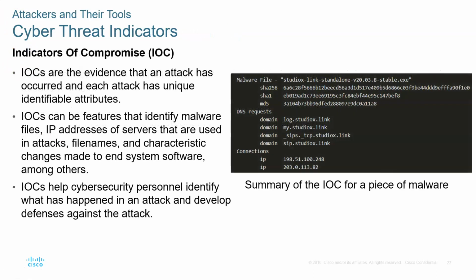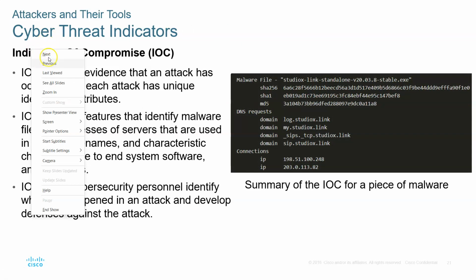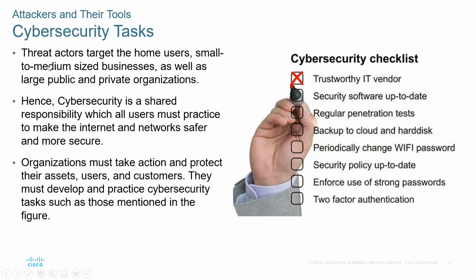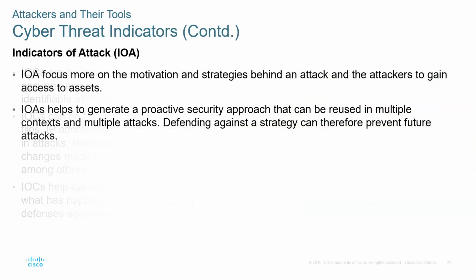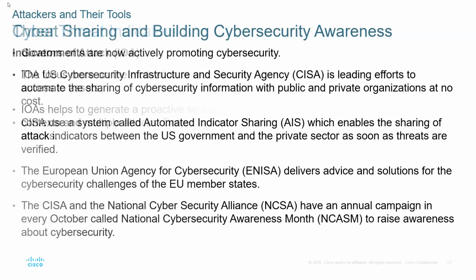If somebody put in malware, you want to be able to recognize it. But with an attack, you want to know why they're doing it and how they did it. What exploit kits did they use to break into a network? That's what an indicator of attack is. So make sure you can differentiate between an IOA, indicator of attack, and an IOC, indicator of compromise.